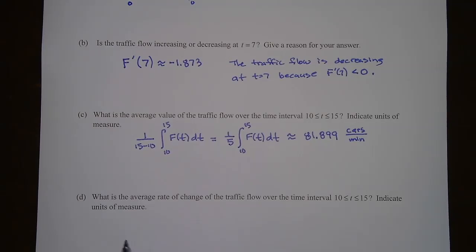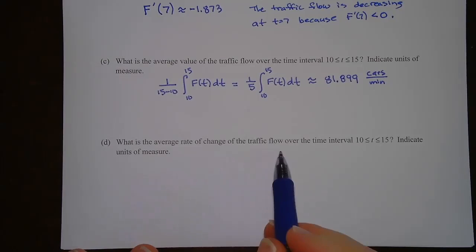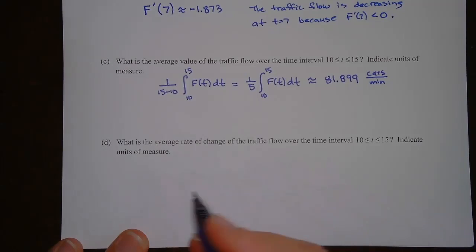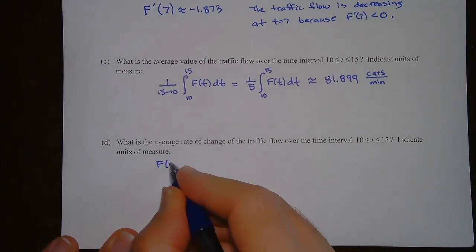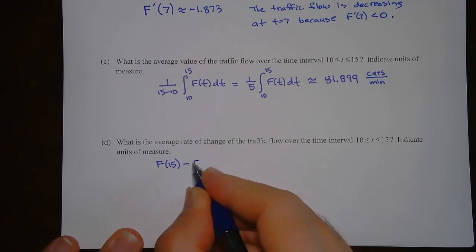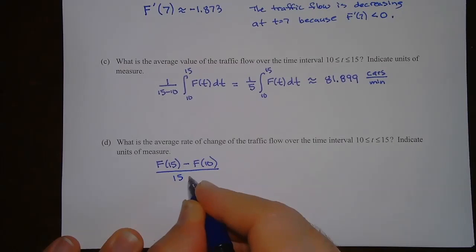Okay. So then part D, let's move on. Okay, so this one, part D says, what is the average rate of change of the traffic flow? So we want to know how the traffic flow is changing, okay? So we want to find the average rate of change. So this is slope. Average rate of change is slope, okay? So of this traffic flow, and we also want to indicate units of measurement, okay? So this would be F of 15 minus f of 10 over 15 minus 10.